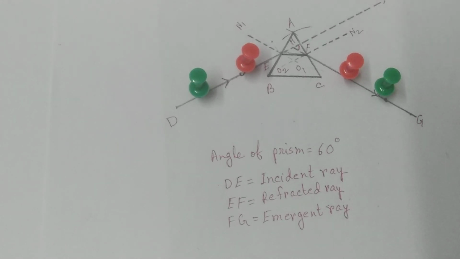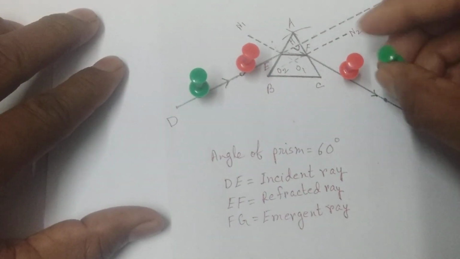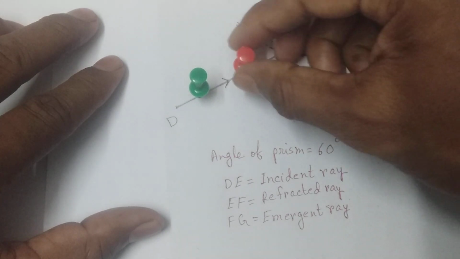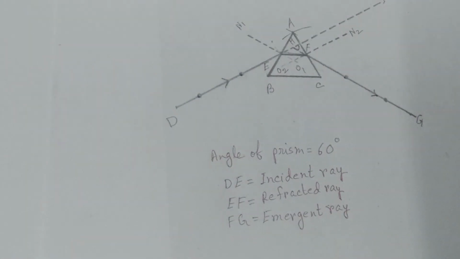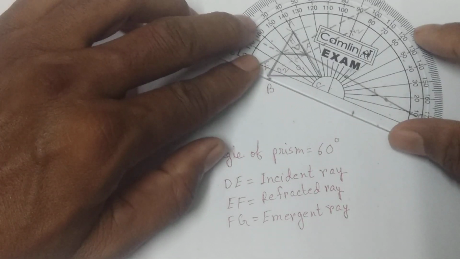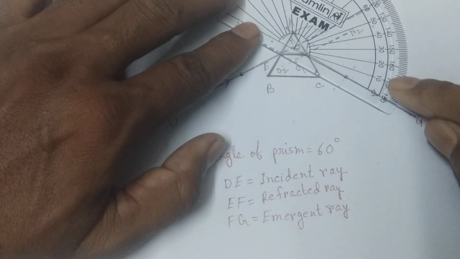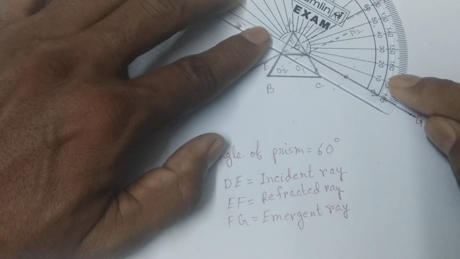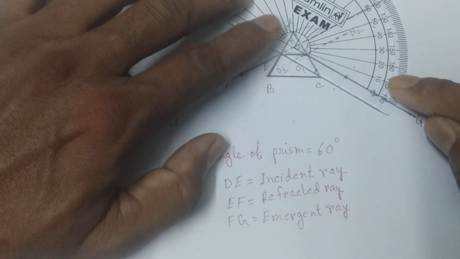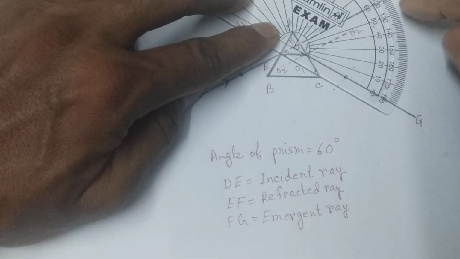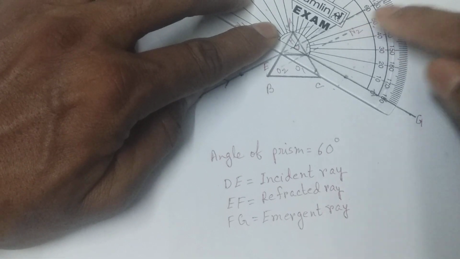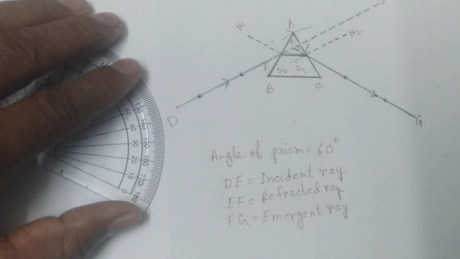Let us measure with the help of protractor and find what is the angle of deviation. Let us take these pins. Now, with the help of protractor, let us measure the angle of deviation in this prism. Here you see, we are measuring the angle of deviation. Here you see that the angle of deviation is 60 degree. The angle of deviation is 60 degree. Therefore, we are writing here that the angle of deviation is equal to 60 degree.